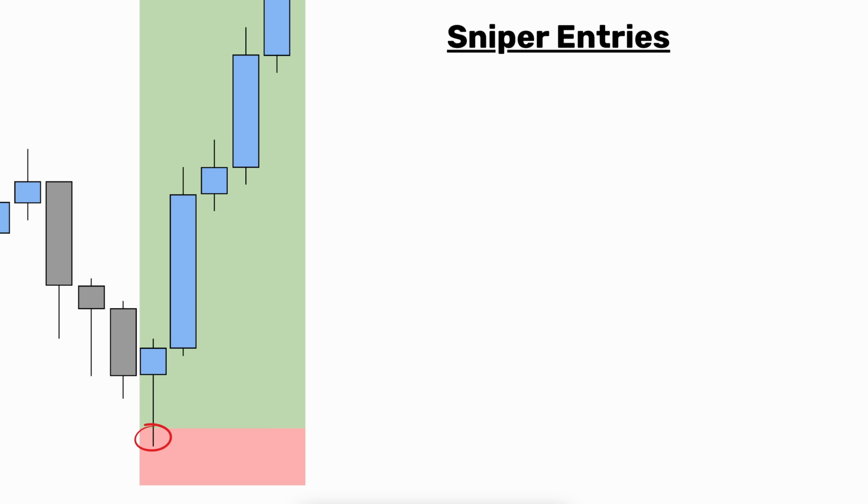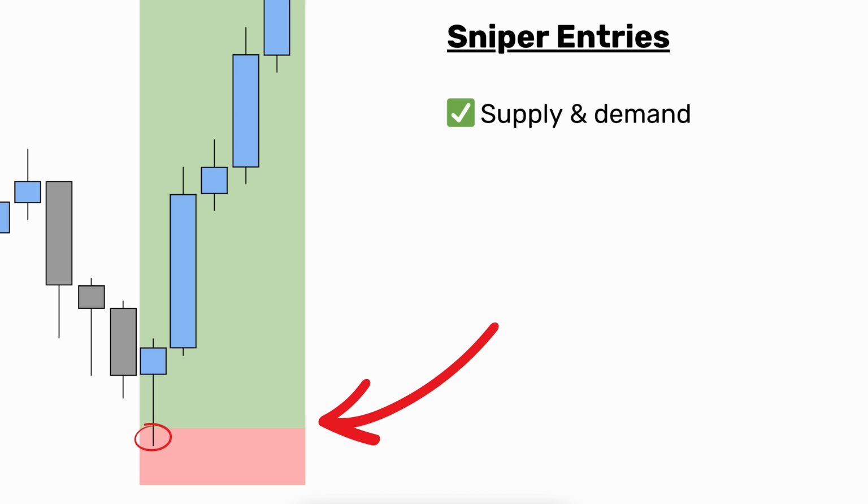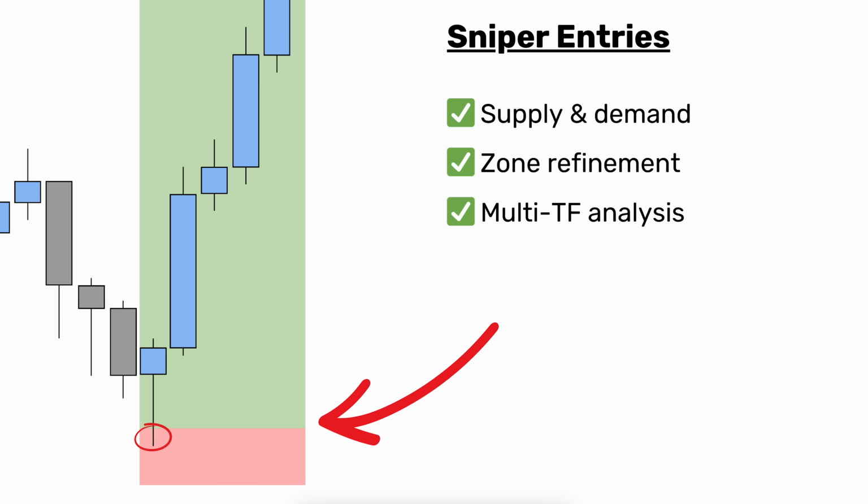As traders, we all want to get sniper entries like this. But how exactly do you do it? Well, in this class, I'm going to teach you the supply and demand theories that we can use to get these sniper entries, zone refinement, multi-time frame analysis, and how this plays a big role in getting perfect entries on your trades. And all of these things, ultimately, will show you how to get sniper entries.